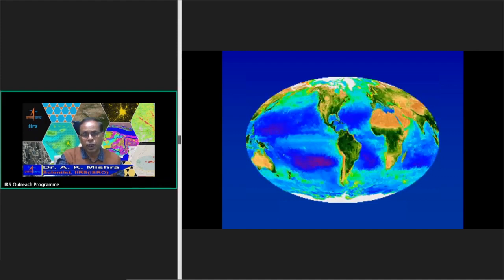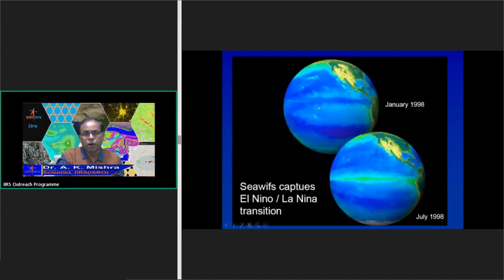So this same ocean color sensor of SeaWiFS captures the El Nino effect in January 1998, the El Nino year, and in July 98 you can see the reverse effect, the La Nina effect. The phytoplankton is getting depleted during the El Nino effect, and rich chlorophyll you can find in the La Nina period.